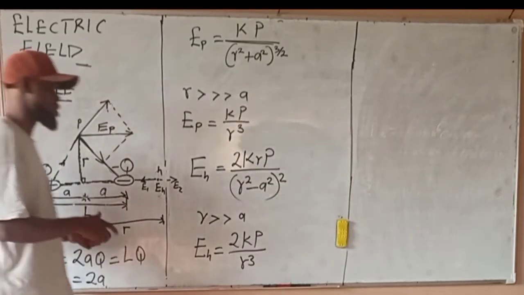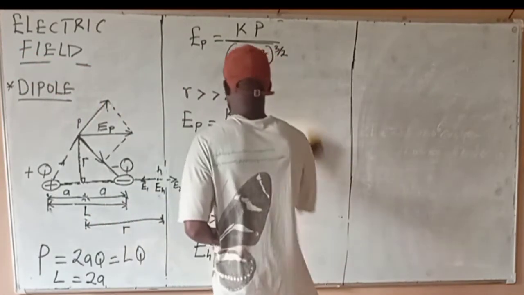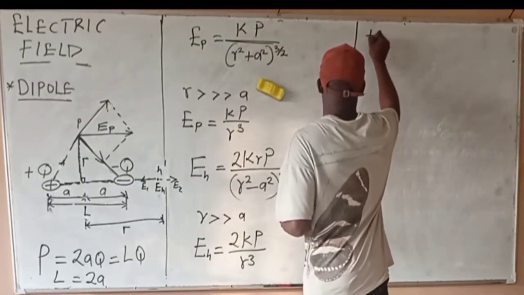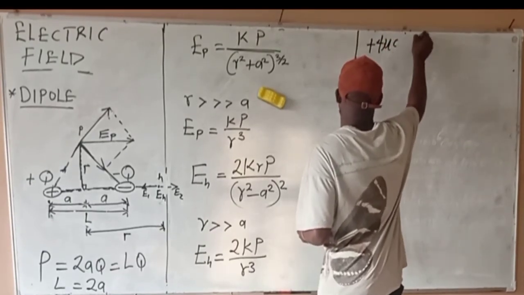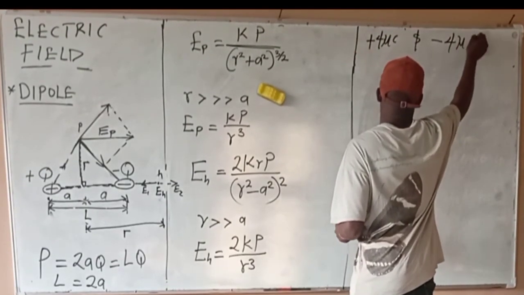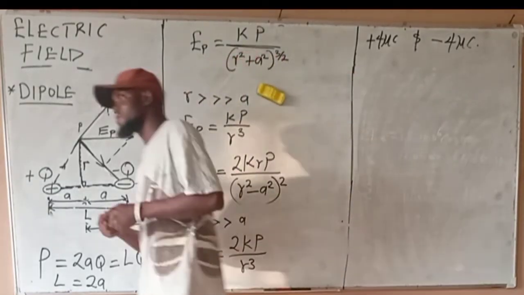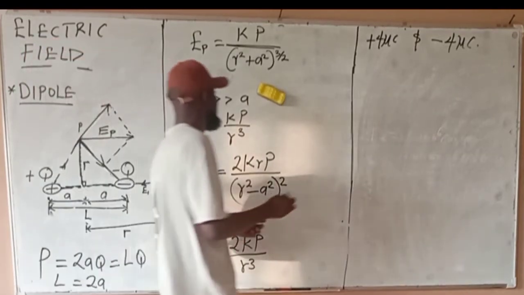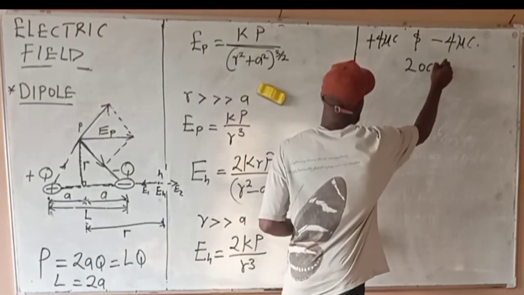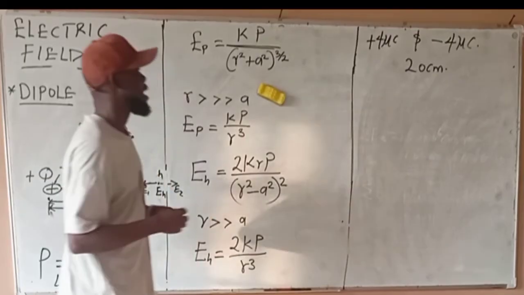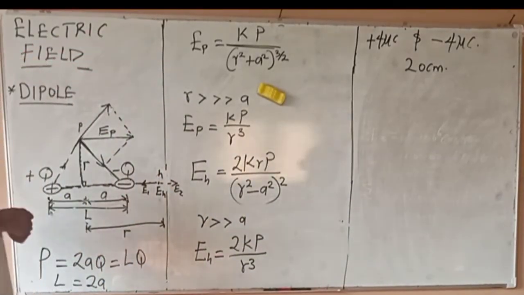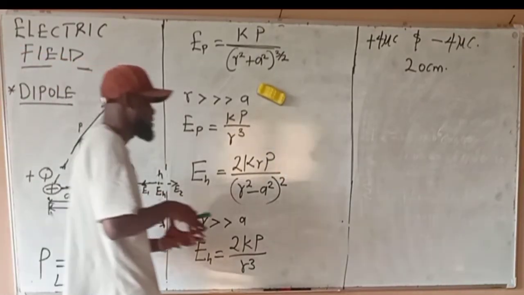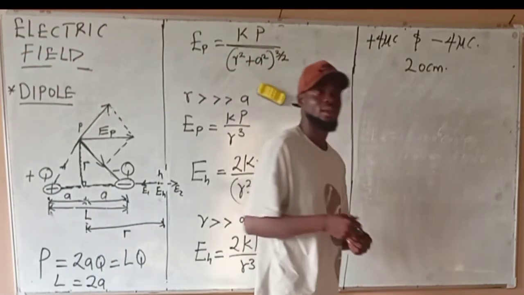Now, let's look at this question. Two point charges of plus 4 microcoulomb and minus 4 microcoulomb are separated by a distance of 20 cm. Obtain the electric dipole moment.